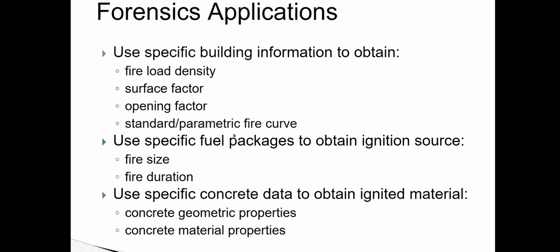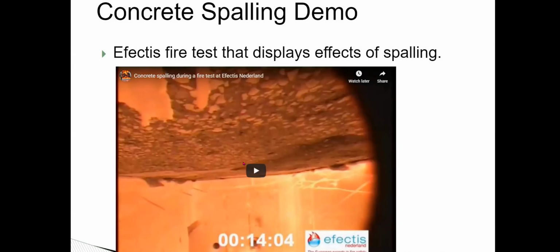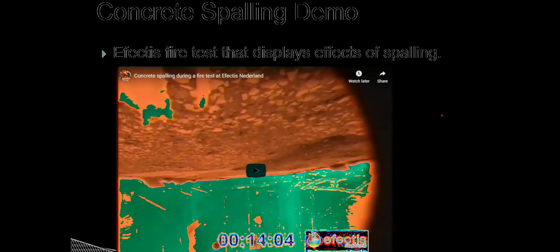And for different fuel packages, this changes, maybe depending on your case, the size and the duration. And for the ignited material, maybe your geometric properties and material properties will change. So this is just what I think. Maybe you can use simulations to inform whether you do get spalling, and maybe you can use tests, as I mentioned before, to see the extent of how far your element spalled.